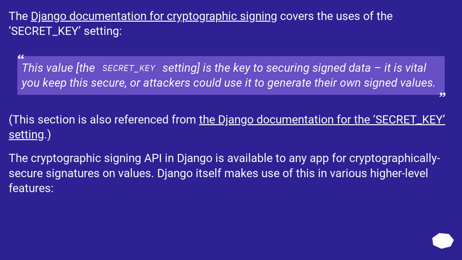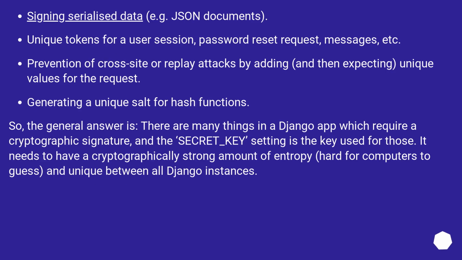The cryptographic signing API in Django is available to any app for cryptographically secure signatures on values. Django itself makes use of this in various higher-level features. Signing serialized data, for example JSON documents. Unique tokens for a user session, password reset request, messages, etc. Prevention of cross-site or replay attacks by adding, and then expecting, unique values for the request. Generating a unique salt for hash functions.